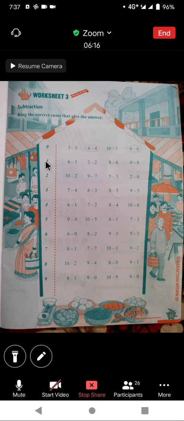What we have to do: ring the correct sums that give the answer. Here we have different sums, so we have to circle the correct one. The number is given here on the left hand side. This is the answer that is given, but for which expression does this answer come?